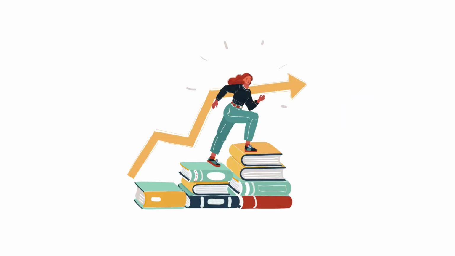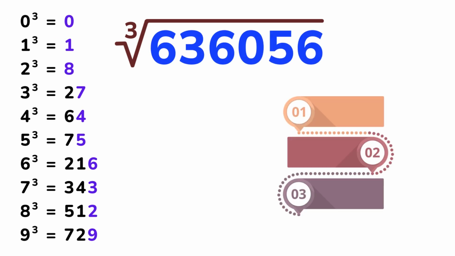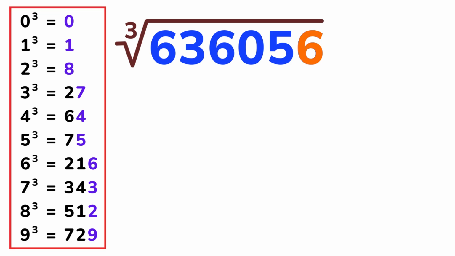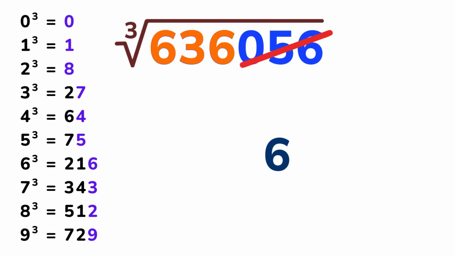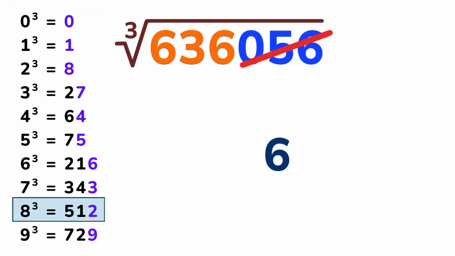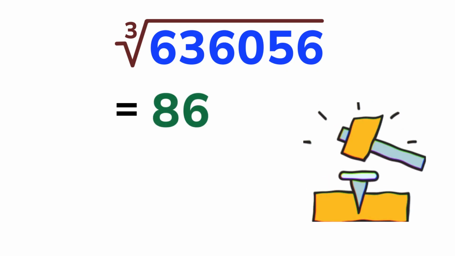Now let's level up and find the cube root of 636,056. We'll apply the same steps. First, find the last digit. It's 6. From our cube chart, we know that 6 cubed ends in 6. So write down 6 here. Next, chop off the last 3 digits. We're left with 636. Which cube is just under 636? Let's check. It is 8 cubed equals 512. So write 8 here. And our answer is ready. It is 86. We just nailed it.